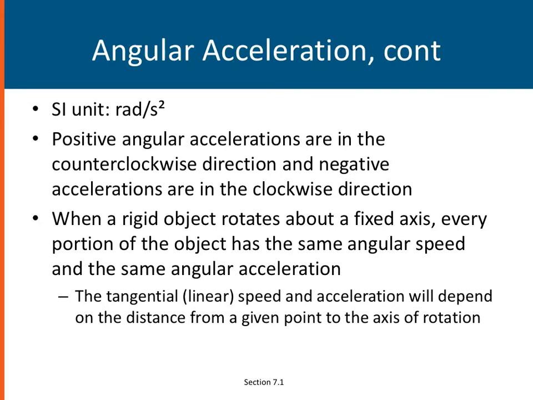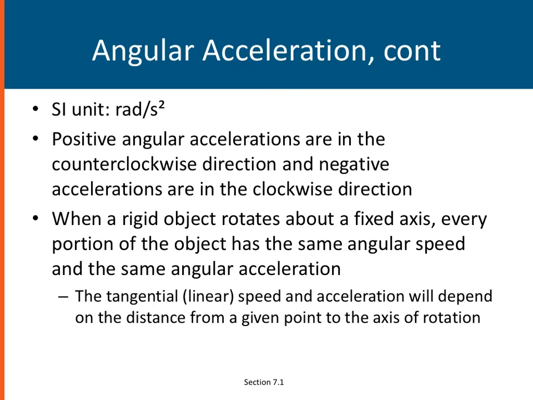So positive angular accelerations are in the counterclockwise direction, and negative accelerations are in the clockwise. And when a rigid object rotates about a fixed axis, every portion of the object has the same angular speed and the same angular acceleration. So I'm not picking one point on the circle, where they're all the same.